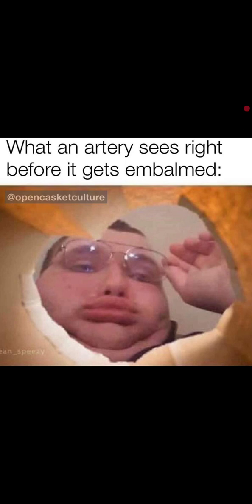Parallel incision. So it's like running parallel to the sternum? No. Yeah. Okay, whatever. I don't know.